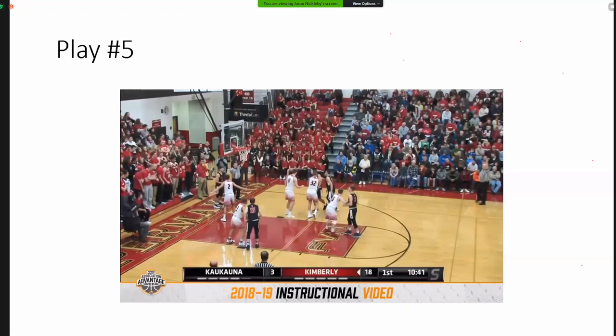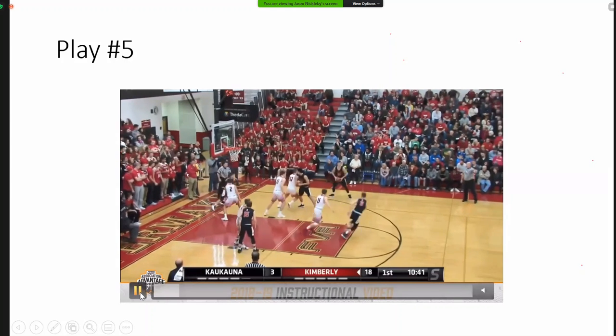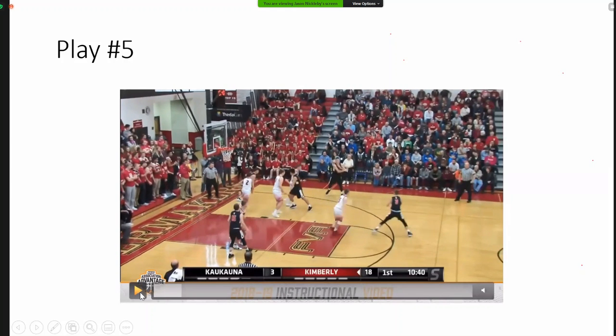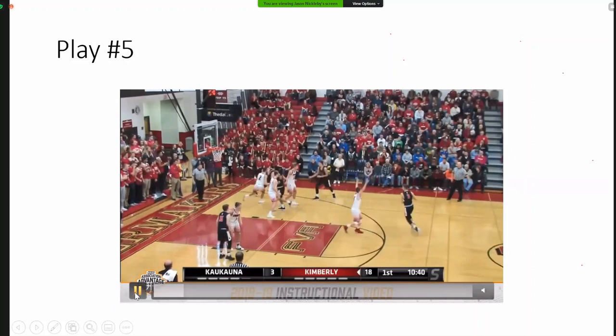I like where he's at, but I think we're a little deep as trail. I think we need to come down another step or two, and we're going to find out here as the play progresses why that's important to work a little bit lower than he is. So let's watch this initial ball screen that happens at the beginning of the play.